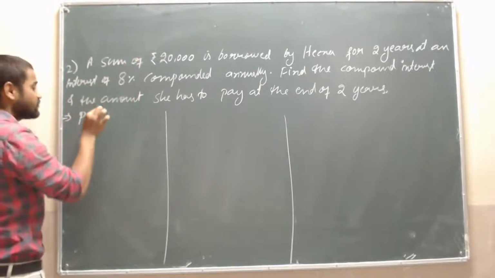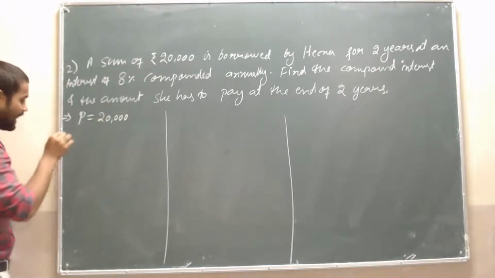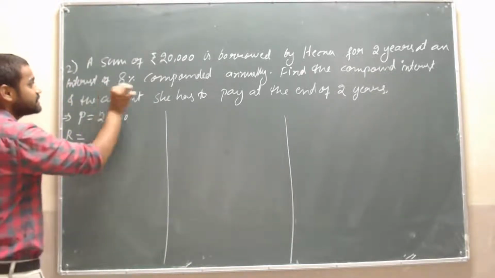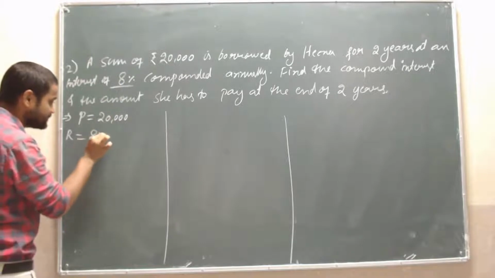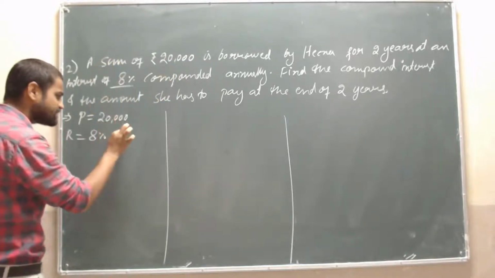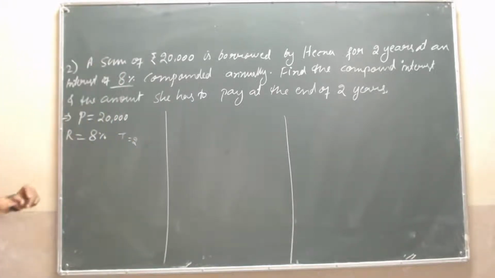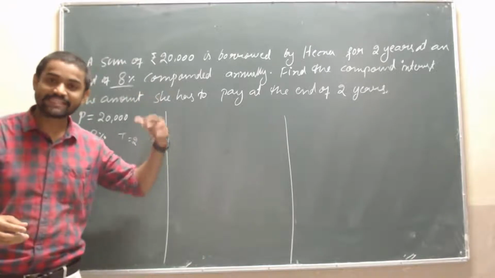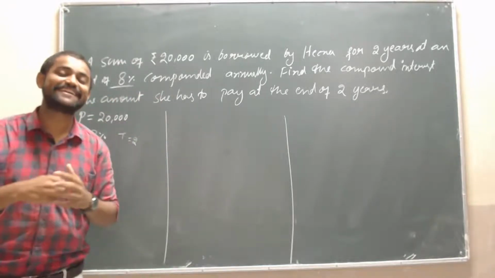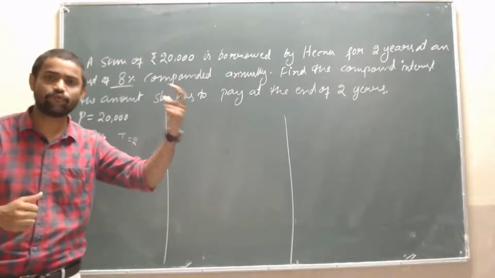So first we have to write the given data. Principal amount is 20,000 rupees and rate of interest is 8%. Then for 2 years, and then we have to write T now. Isn't it? Okay. Sir, first method, second method. Yes, this can be solved by using a formula.